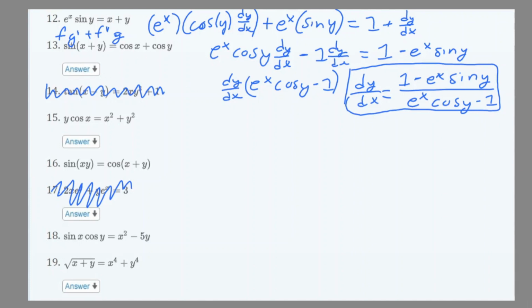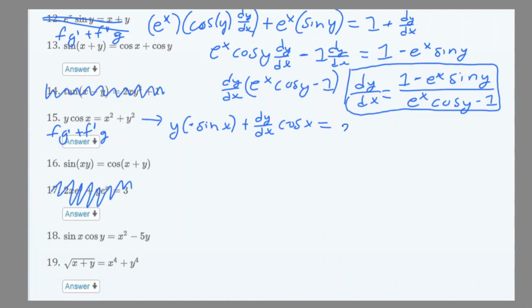And so now number 15, we're going to do 13 later. So we did 12. Number 15 is going to be y cosine x equals x squared plus y squared. So again, we're going to have to use the product rule. So f g prime plus f prime times g. So f is going to be y, g prime is going to be negative sine x plus f prime, which is going to be dy dx multiplied by g, which is going to be cosine x.